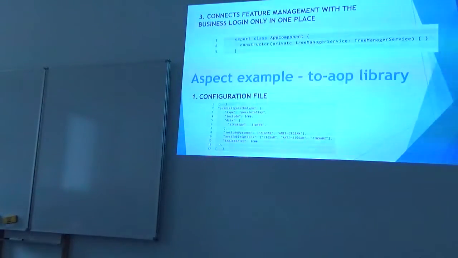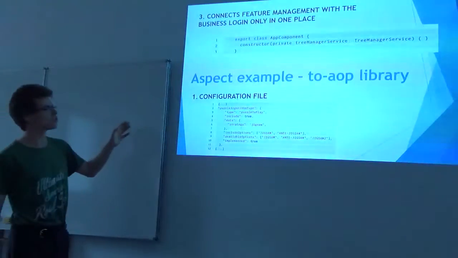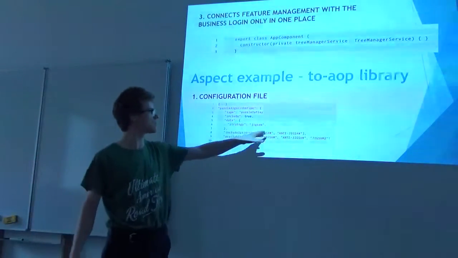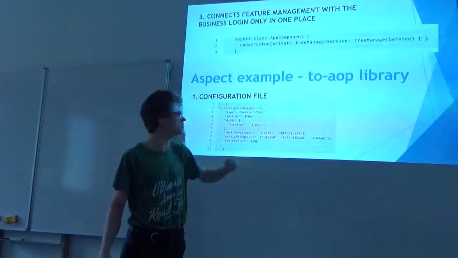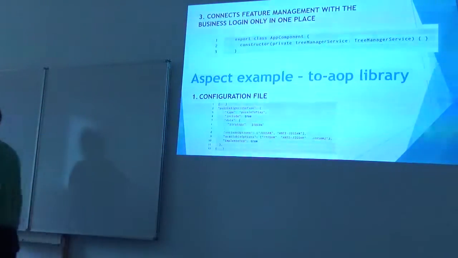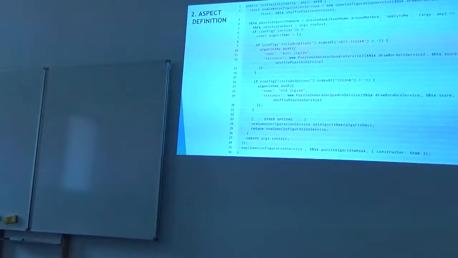As I show, here is the configuration of selection of features, jigsaw, anti-jigsaw in the puzzle-to-play application, out of many features. And here is the aspect definition, where the logic is defined. It's an implementation of the two-consec pattern.